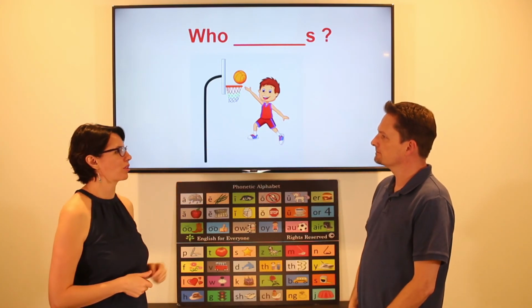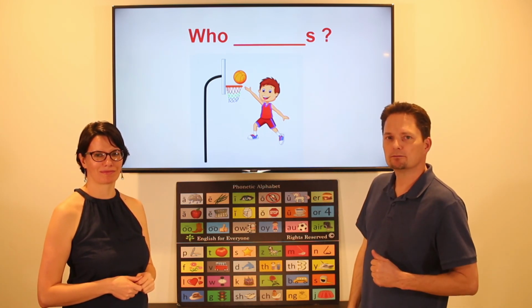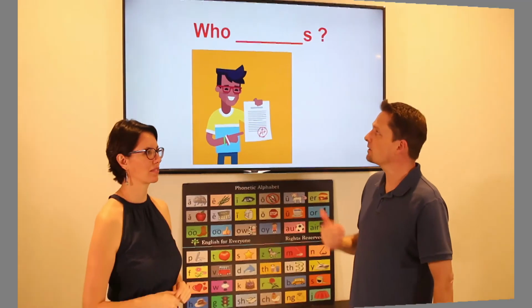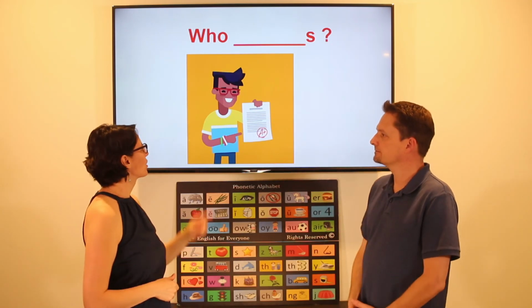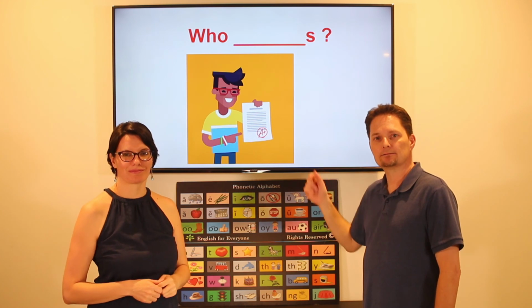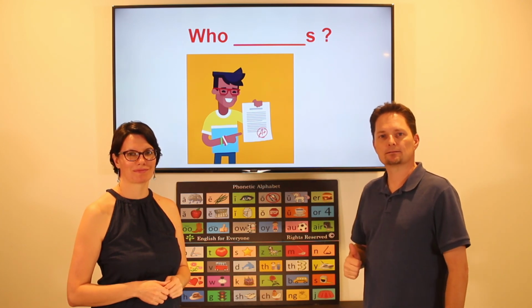Let's practice. Make a question with who. Who plays basketball? Benji plays basketball. He plays basketball. Very good. Make a question with who. Who gets good grades? Benji gets good grades. Very good.